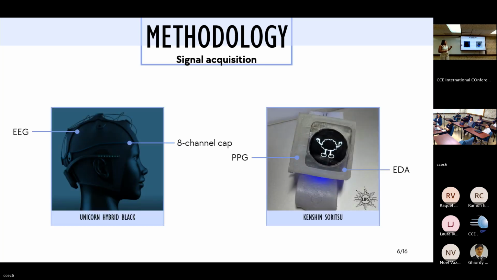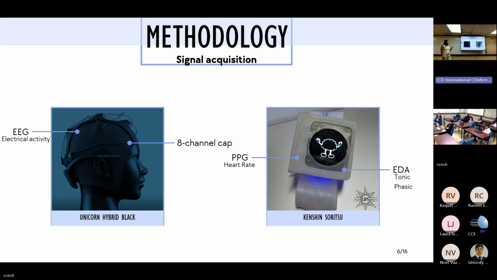So how did we acquire these signals? First, we used Unicorn Hybrid Black. This is an electroencephalogram that consisted of an 8-channel cap. And we also used Kenshin Suritsu, a prototype realized at Laboratorio de Instrumentación y Procesamiento de Señales in UPIITA. This prototype gives us photoplethysmography information and electrodermal activity.